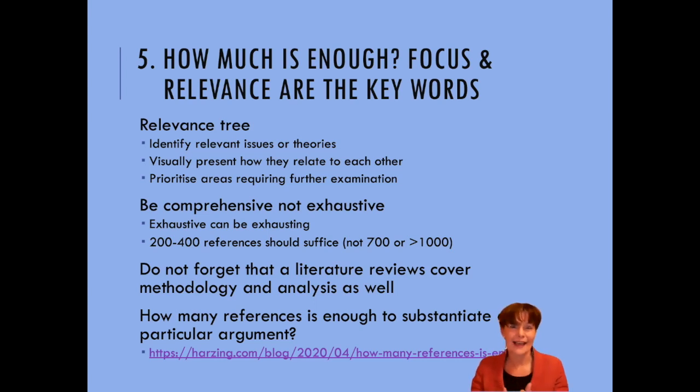Then, of course, it's always handy to have a bit of a ballpark. Obviously, we can never say you need to have a specific number of references, but I would say in general, 200 to 400 references in your thesis should be enough. It's important to be comprehensive, but not exhaustive. Nobody wants to go through a whole swath of literature that is not really that relevant. It can be extremely exhausting to be exhaustive. So don't go to 700 or 1,000.